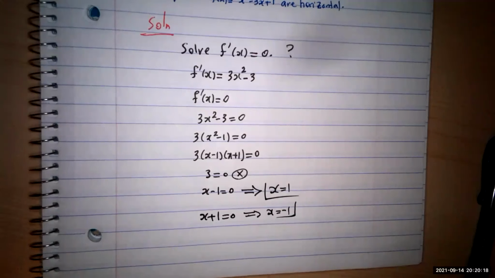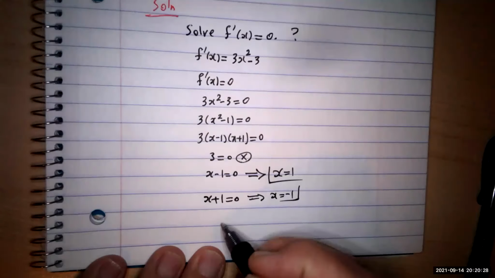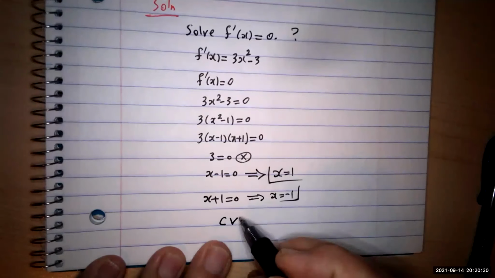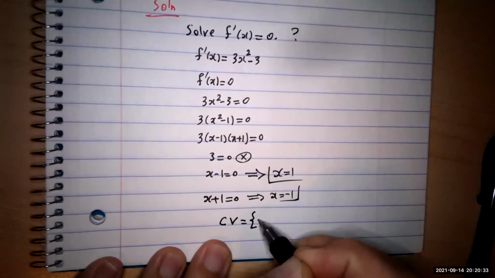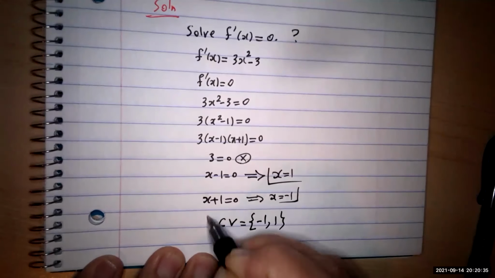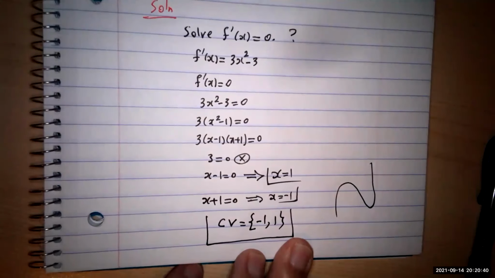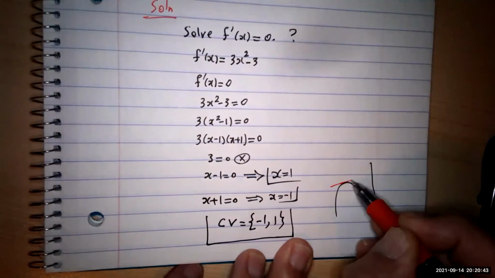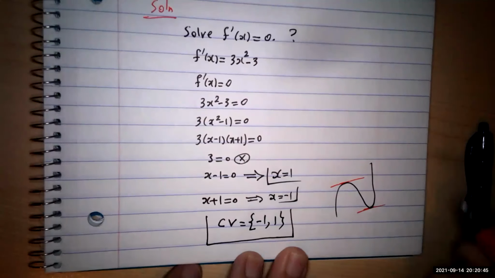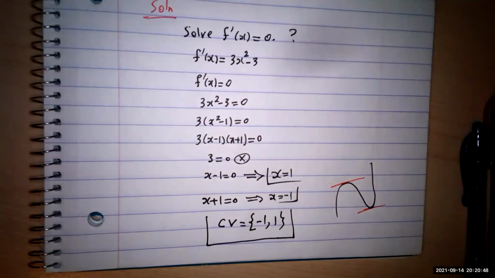In future, we call these values critical values, because one of them would give you the maximum, the other one would give you a minimum. But not now. If you like, you can use this notation to get used to it. Critical values are going to be 2 points, -1 and 1. If you graph it, this is going to be the graph of the function, and you get two horizontal tangent lines. One of them would give us the maximum, the other one would give us a minimum. Okay, any question?